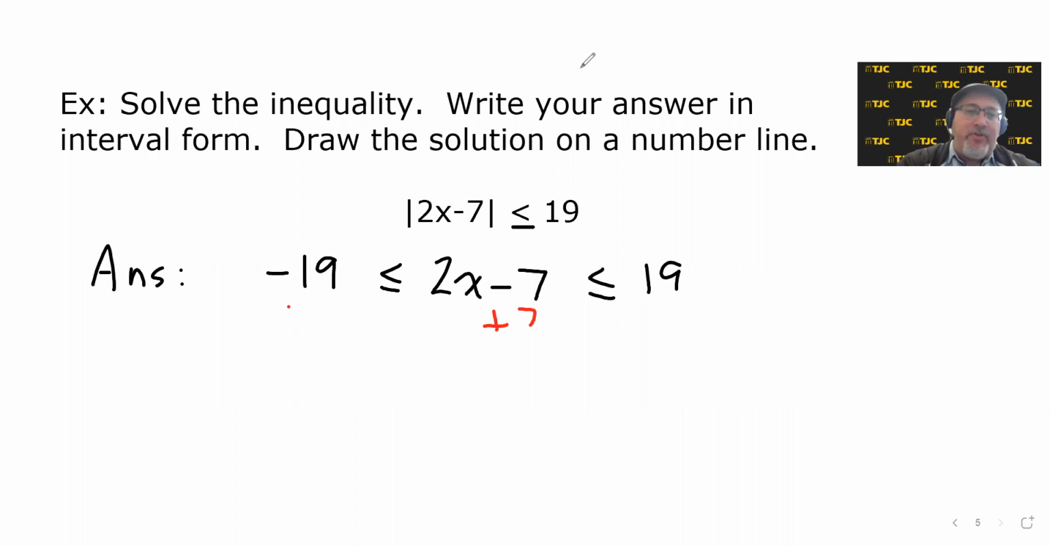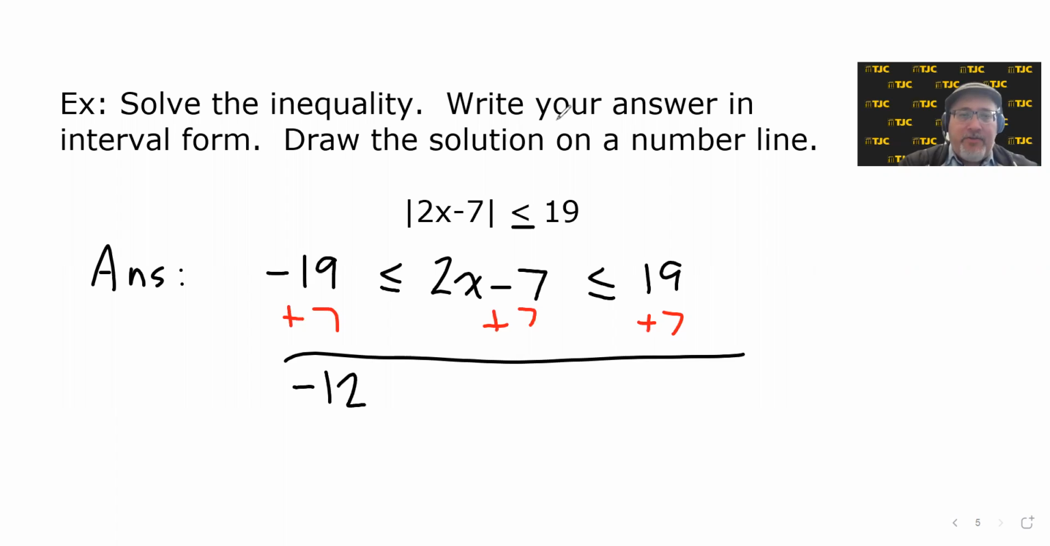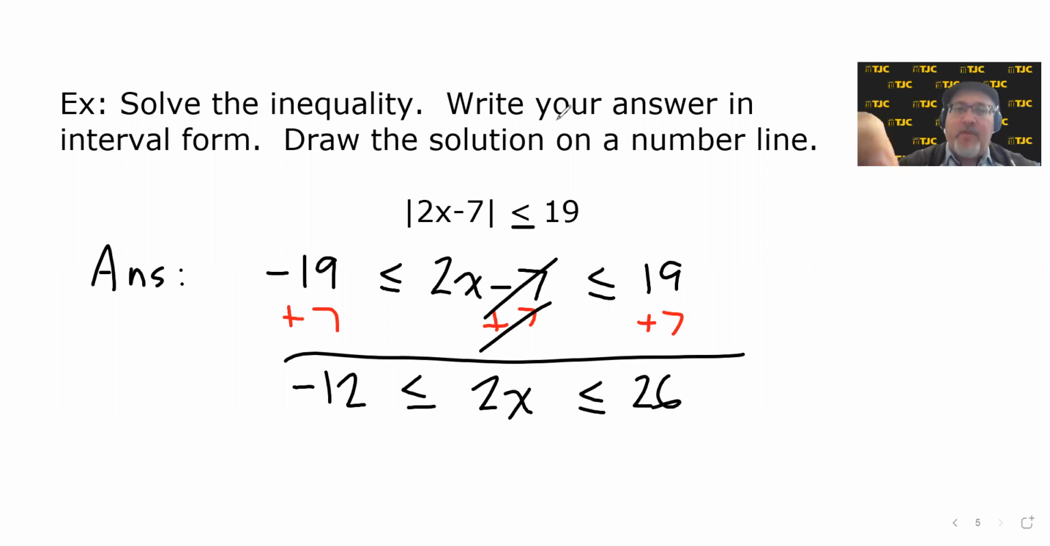Add 7 to the middle, to the left, and to the right to see what we get. Negative 19 plus 7 is negative 12 on the left, less than or equal to. In the middle, the 7's cancel, leaving a 2x, less than or equal to. And on the right, 19 plus 7 is 26.